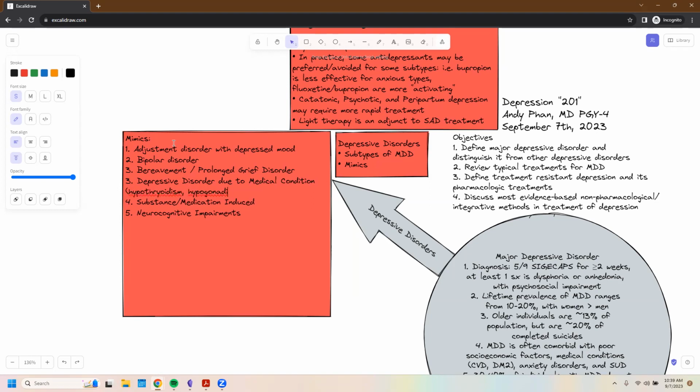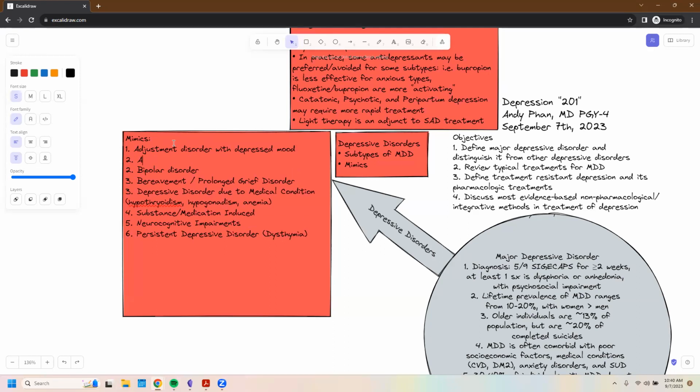Thyroidism, hypogonadism, anemia. Yeah, good. Anything else y'all can think of? Dysthymia, good. I don't know when along the medical school education route it changed, but it's now called persistent depressive disorder, though I think people learned it as dysthymia. ADHD, awesome. Yeah, good. Okay, y'all got a good amount.